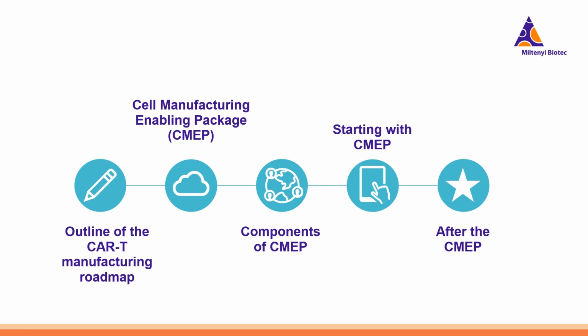I will start by outlining the CAR T manufacturing development roadmap, starting from process development and all the way to what needs to be done before clinical trials can be started, before then transitioning to introducing you to the cell manufacturing enabling package, and then presenting individual parts of this package in detail, and then also telling you, if you are interested, how you can start with the CMEP, as well as commenting on what will remain to be done after you're done with the CMEP.